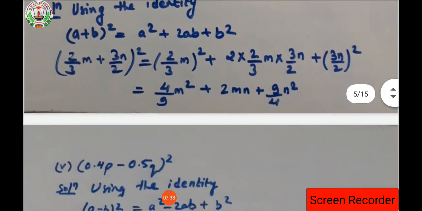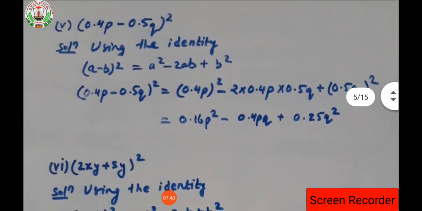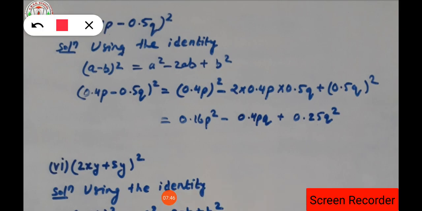So this will be the result of the question. Clear? Next one is a simple decimal question. Decimal you have to split according to the formula only. Since minus is present in between the terms, obviously the minus identity is going to be used. That is (a minus b) the whole square is equal to a square minus 2ab plus b square. What is the value of a we are having? That is 0.4p, and what is the value of b we are having? That is 0.5q.